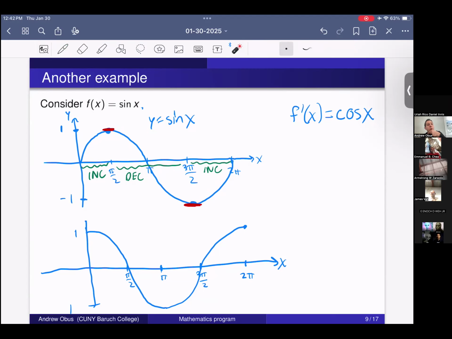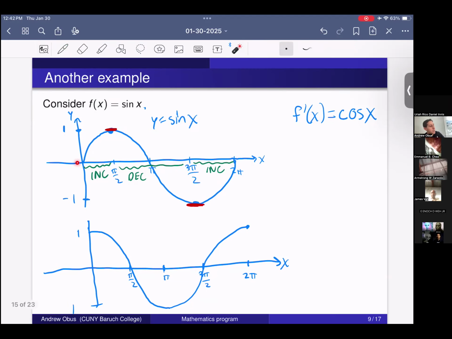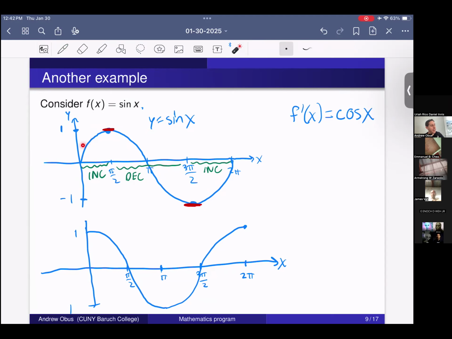So what we've seen is that when it's increasing, it should have a positive derivative. That means the slope of the tangent line is positive. When it's decreasing, it should have a negative derivative. And when it's increasing again, it should have a positive derivative. Let's verify that. The derivative is cosine of x. Cosine of x is positive exactly where sine of x is increasing.